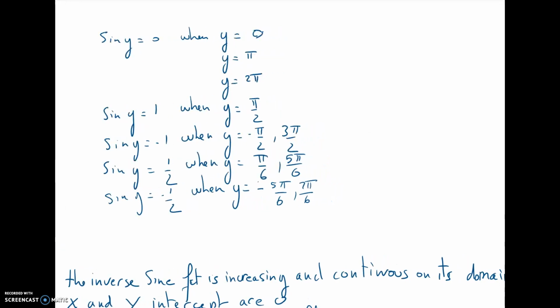So sine y equals 0 when y equals 0, or when y equals pi, or when y equals 2 pi. Okay? Sine y equals 1 when y equals pi over 2. Sine y equals negative 1 when y equals negative pi over 2 or 3 pi over 2. When you look at your trigonometric circle, that's pretty easy to realize, to find this value.